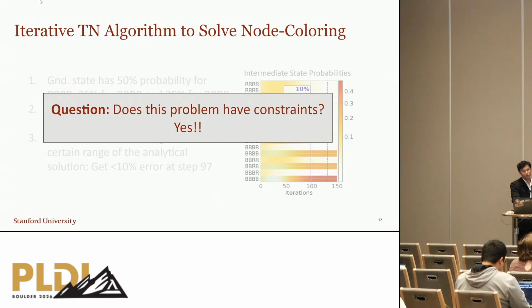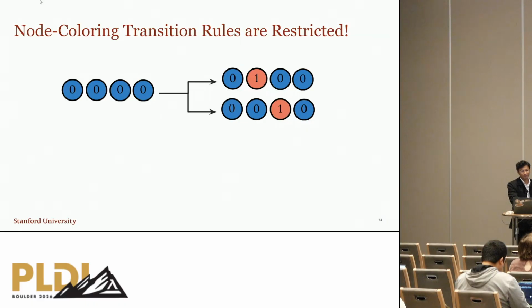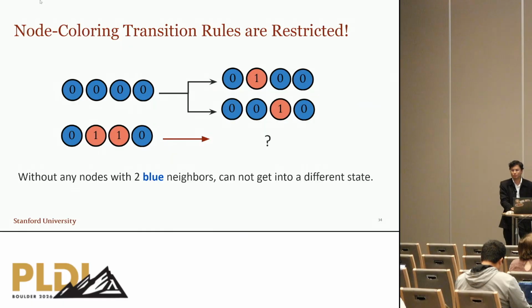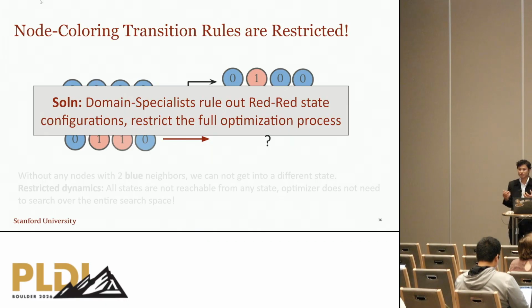Now, where do constraints in this problem come in? Well, constraints in these kinds of problems can come from the Hamiltonian itself. For example, in this case, if you had all blue nodes, you have two possible transitions. But if you had no node that has two blue neighbors, no transition can take place. In fact, these kinds of states will have restricted dynamics. You can't really go from all states to all states at all points of time. And this is what domain specialists often exploit. For example, in this case, they'll rule out configurations that have any red-red combination that they can find.